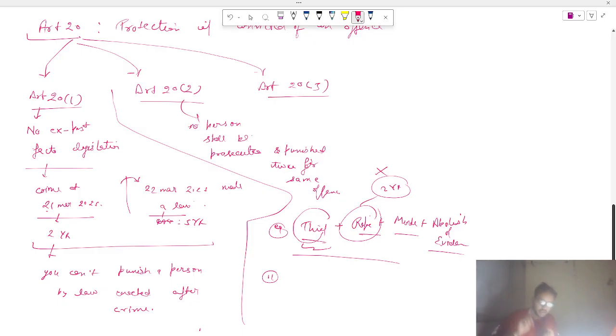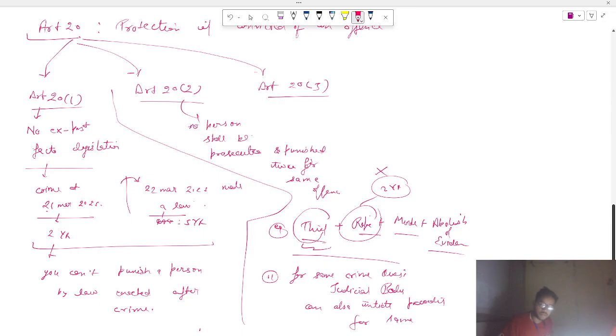So basically, for committing a crime, the first proceeding, that is prosecution, can happen in the judiciary, and it may also happen that for the same crime, a departmental inquiry can be held by the police department. So it may also be a possibility that for the same crime, a quasi-judicial body can also initiate proceedings for the same crime. Now it will be okay for you.